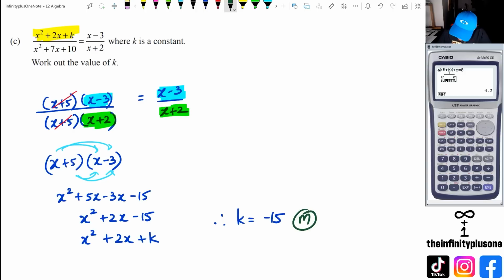Grades-wise, getting the k equals negative 15 is worth a merit. And for achieved, making progress towards solution by eliminating denominators or equivalents. So this is what I did here, which is the eliminating denominators, and that might get you an achieved there. Okay, so with that in mind, we go to the next question.